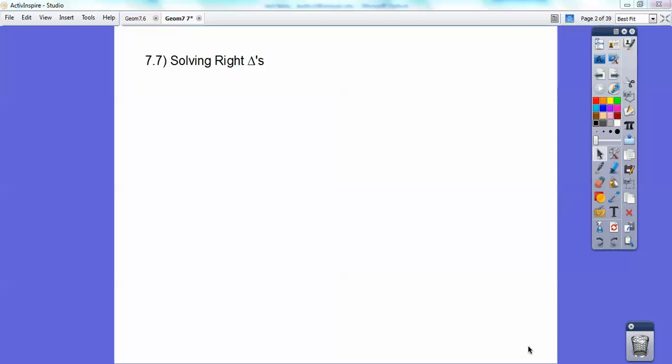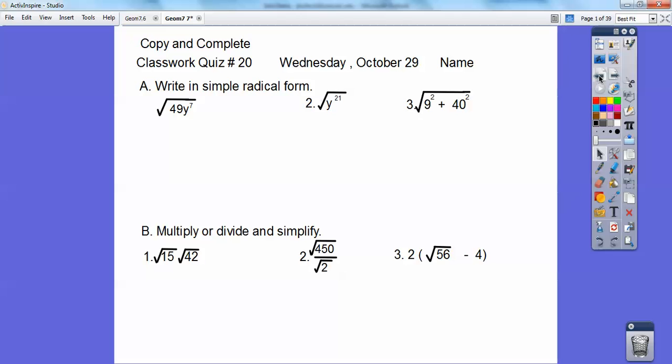But before we do this, my students do a classroom quiz, so I'm going to have them work on this classroom quiz. If I'm not there, go ahead and pause this, please, so the students can write this down.